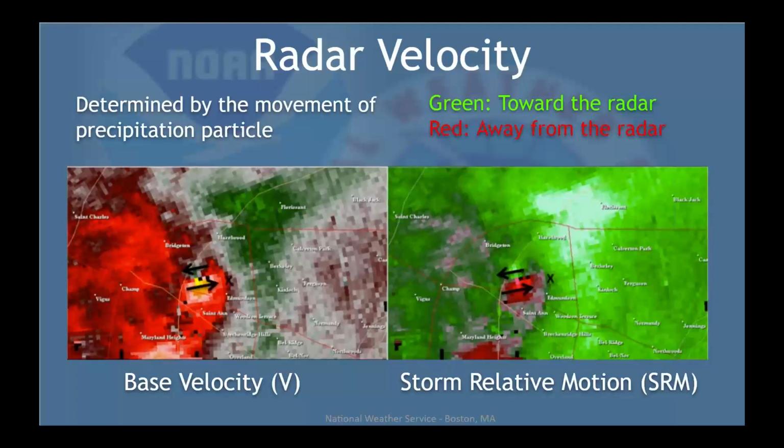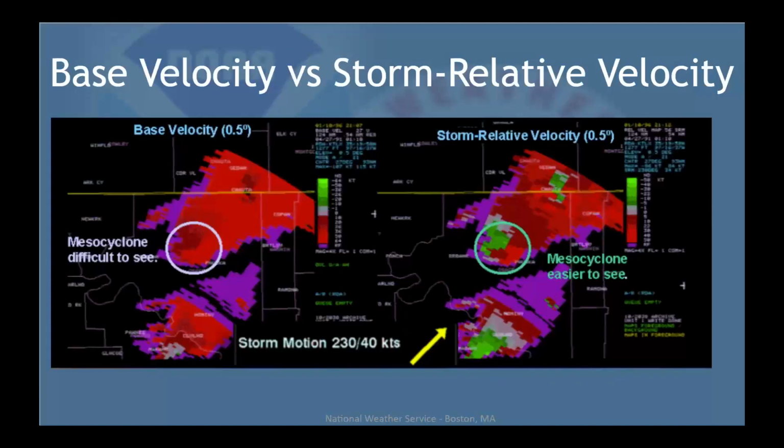We also have two different products within the velocity product. One is the base velocity, that's just the straight direction of the winds, and then the other one is the storm relative motion. This one takes into account the motion of the storm itself and makes a rotation couplet a little bit more visible, and I have an example of that here.